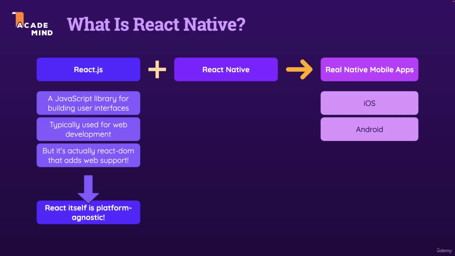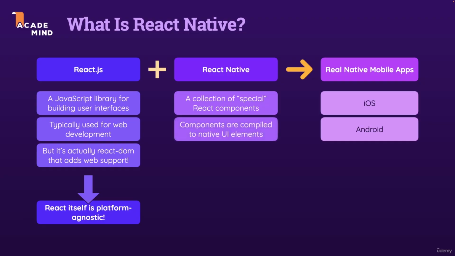Now, React Native is basically an alternative to React DOM, therefore. React Native gives you a collection of special React components which you can use in your JSX code. So React Native ships with built-in components you can use. And those components are then compiled to native UI elements for the iOS and Android platforms. And React Native will also take care of this compilation step.